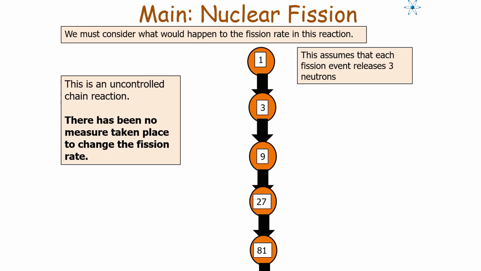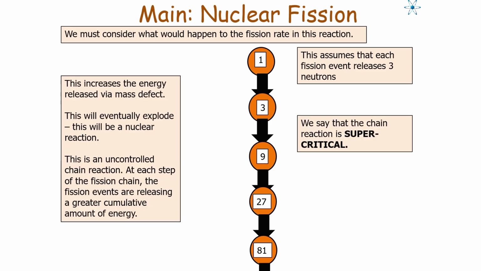In this case, we call this a supercritical chain reaction, because in each step of the process the energy released by the mass defect is increasing, so eventually it'll produce so much energy that the reactor will explode, which we call a nuclear explosion. So it's an uncontrolled chain reaction. At each step of the fission chain, the fission events are releasing a greater cumulative amount of energy.